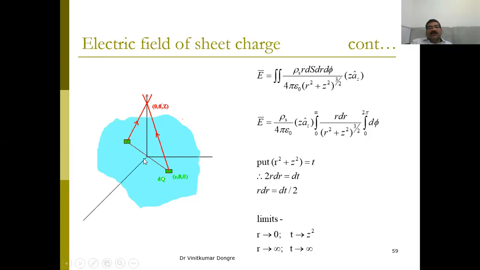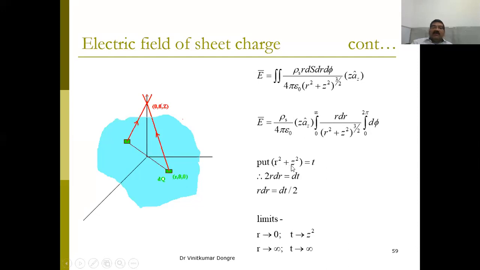So r, that is the infinite sheet charge, goes from 0 to infinity. And this is for the phi. So the maximum value of phi is 0 to 2 pi, because a complete rotation of phi is 0 to 2 pi. So these things are easy.